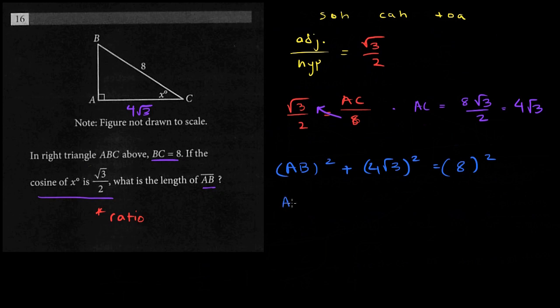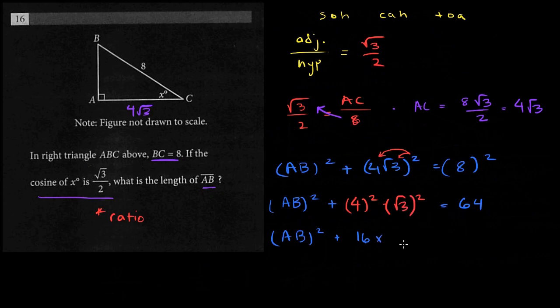And so AB squared can stay the same, AB squared plus 4 root 3 squared. And the way I can simplify this is by expanding it. And the exponent can apply to both terms inside the parentheses. So it becomes 4 squared times root 3 squared, right? Equals 8 squared, which is just 64, 8 times 8. This can be simplified even further. 4 squared is 16, and root 3, the whole squared is just 3, and so 16 times 3 is 48.